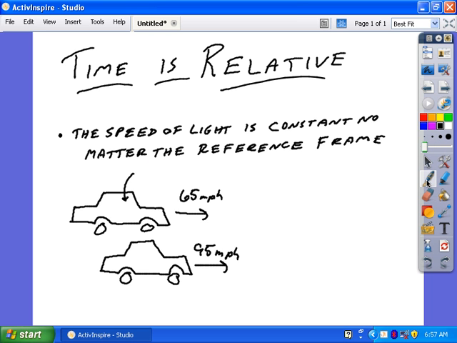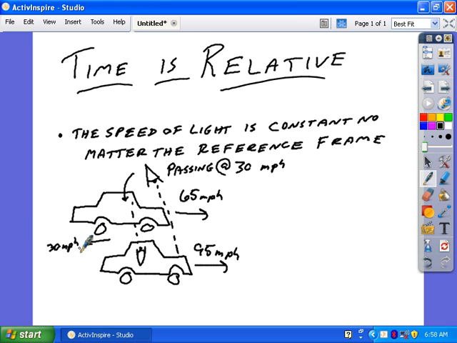Sorry, my drawing is not on point today. Alright, so the observer in this vehicle is going to see this other car passing at 30 miles per hour. An observer in this car is going to observe this vehicle traveling backwards at 30 miles per hour.